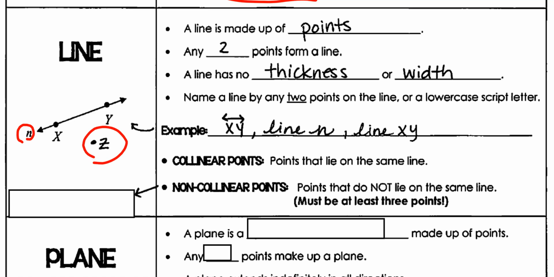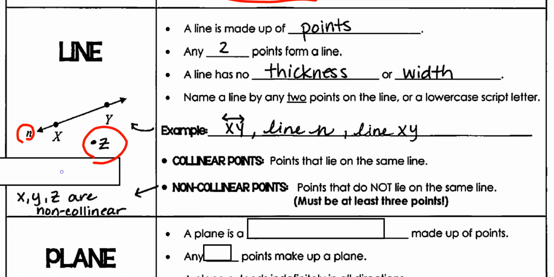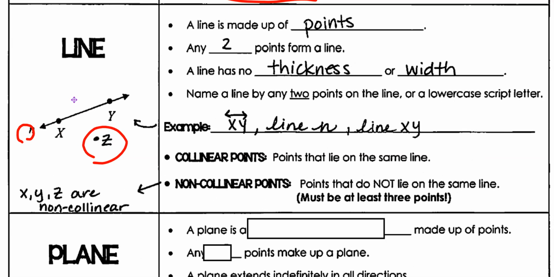Point Z has nothing to do with it. That is a point that is not on the line itself. So when it's not on the line itself, that is a non-collinear point. So we could say that X and Y are collinear, but X, Y, and Z are not collinear because they're not all on the same line.